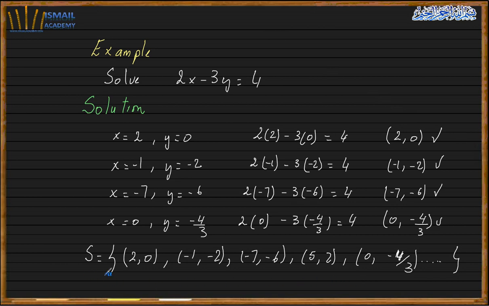So the solution is a collection of ordered pairs. And as we defined in the previous lesson, when we learned about relations and functions, any set of ordered pairs is a relation. That means this set of ordered pairs, which is the solution of this type of equation, is a relation.